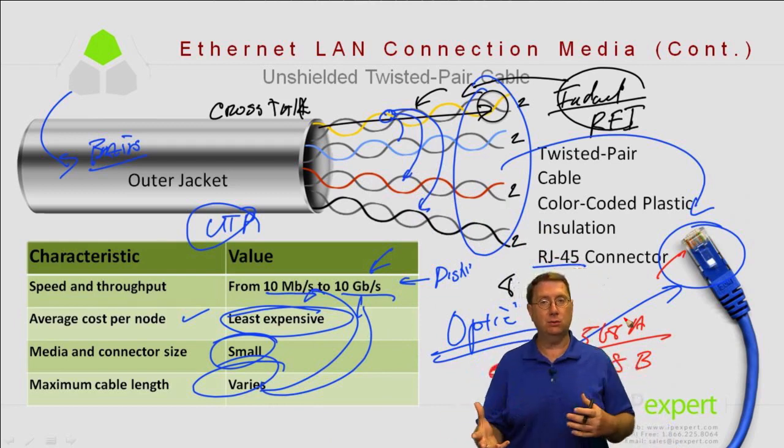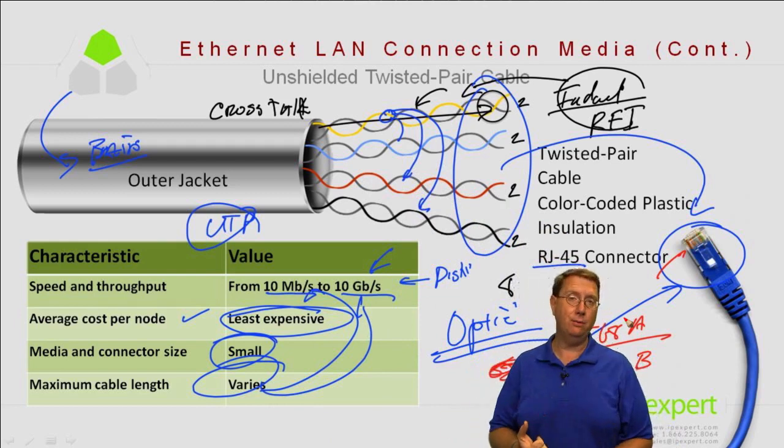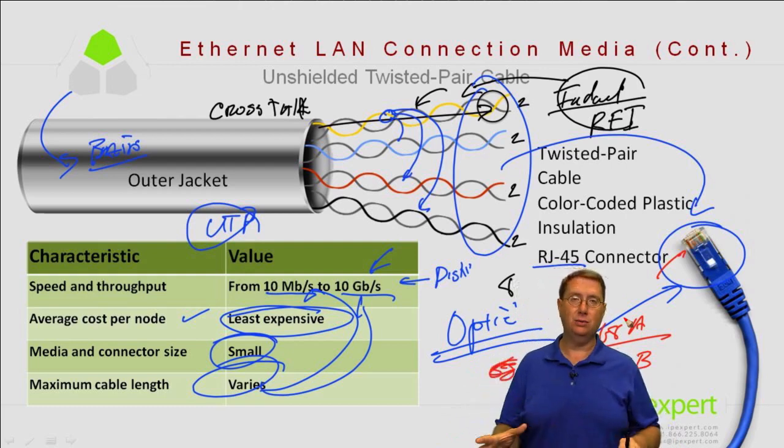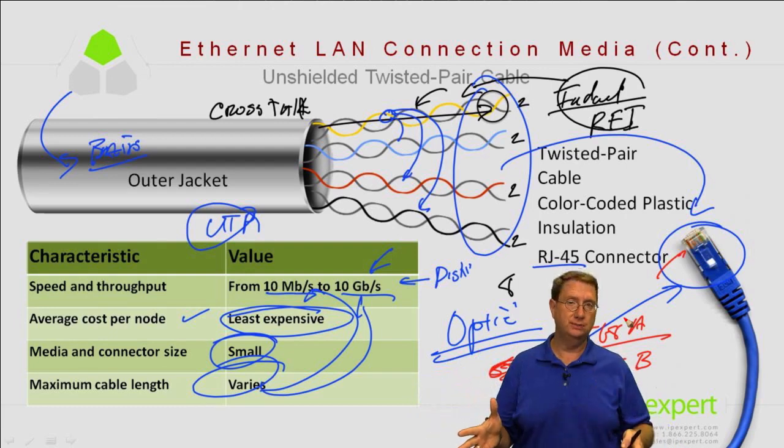The different types of cables that we're going to make are a straight-through cable or a crossover cable. A straight-through cable is a device that we're going to use to connect computers to switches or routers to switches.